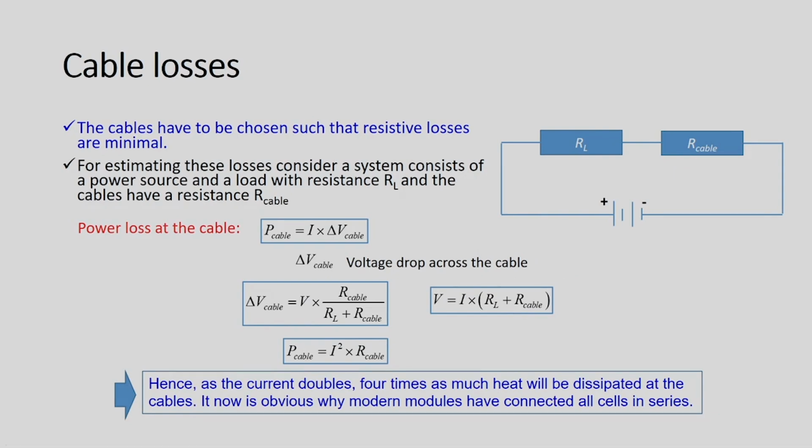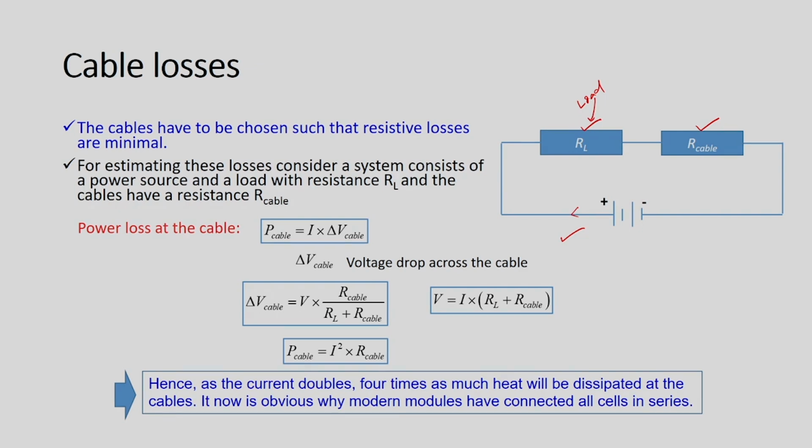So, now let us have a look at the cable losses. These cables have to be chosen such that resistive losses are minimal. In order to understand this, let us take a circuit which constitutes a supply voltage, and then we have a load, and then maybe cable resistance is included. RL represents the load having resistance RL, and R cable is the resistance of the cables.